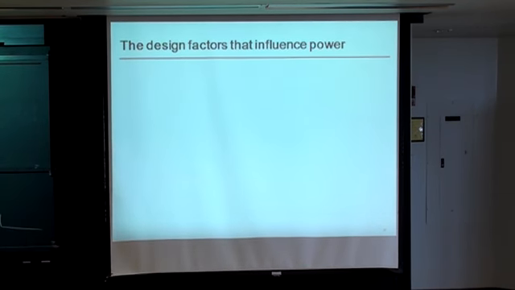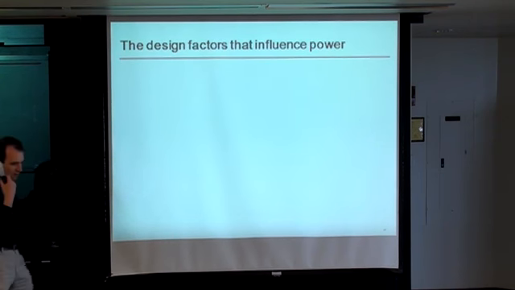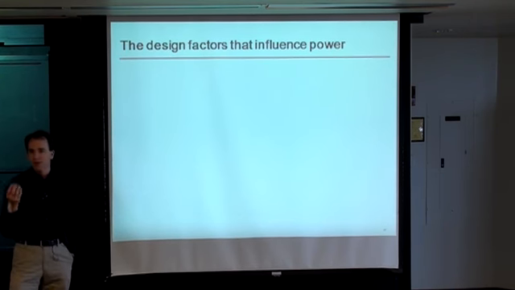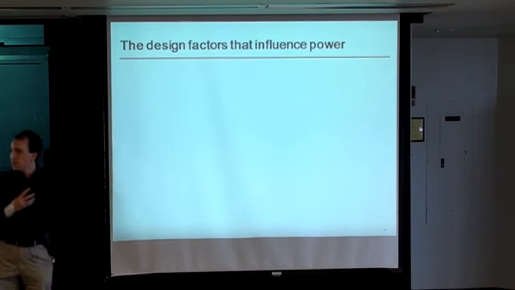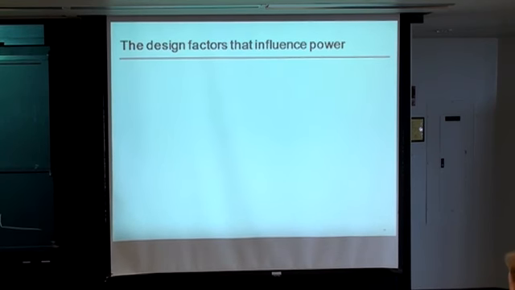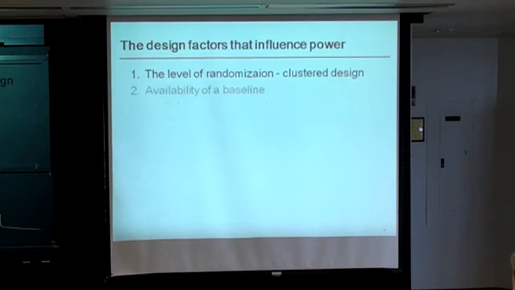When we think about power, we've talked about a couple of the things that influence our power: the variance of our outcome, and how big our effect size is. Those are the basic things that are going to affect our power. But there are also things we can do in the way we design our experiment that make it more or less powerful. Okay? And here are some of the things that we can do.